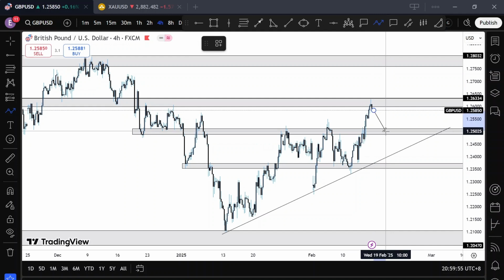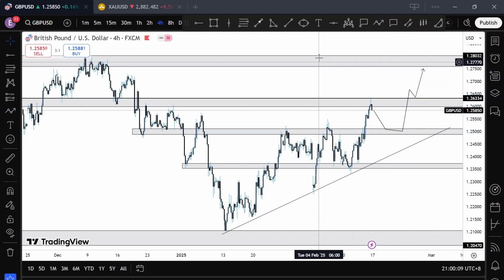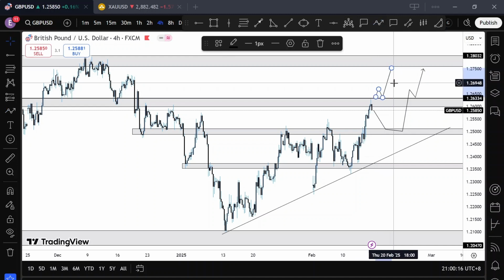We pull back into this region here, possibly want to retest this trend line, and then a continuation to retest these highs. Either it breaks it, and if it breaks it, we retest and then continue to the upside. Or at market open, we could see price break straight ahead, retest, and then continue to the upside.